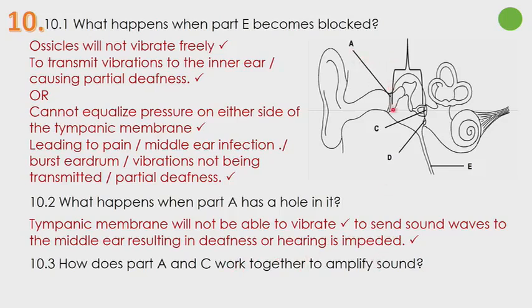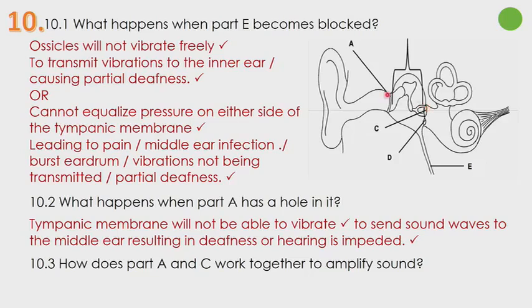So part A is the tympanic membrane, part C is now our oval window, and what we find is that there's a size difference between these two. So if we have something that moves from a large surface to a small surface, we actually have the process of amplification that takes place.